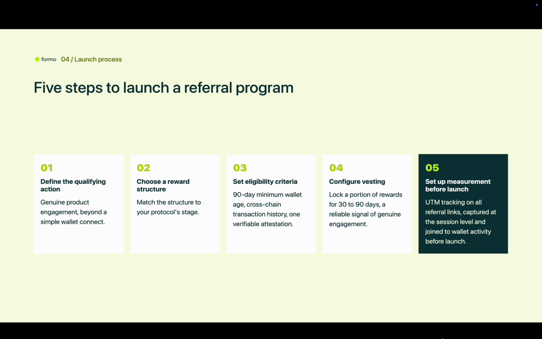Fourth, configure vesting. Locking part of the reward for 30 to 90 days gives you another signal of whether the referred wallet remains active. And fifth, set up measurement before launch. Referral links should use consistent UTM parameters, and those referral parameters need to be connected to wallet activity. Otherwise, you'll have a referral program running without knowing which sources are generating valuable users.